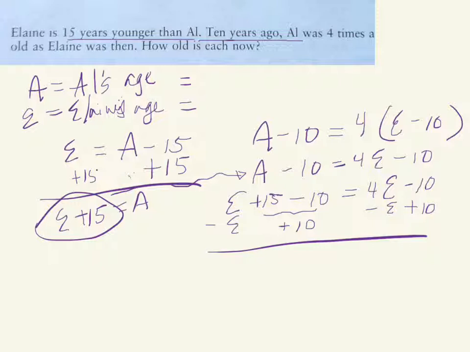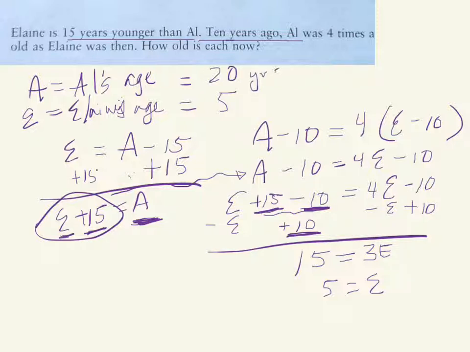So you've got a positive 15, you've got a negative 10, and you've got a positive 10. Well, that's going to be 15, I believe. Over here, you've got 3E. Divide by 3, E equals 5. Elaine's 5 years old. Okay? Well, Al is, right here, see Al? He's Elaine's age plus 15. So Al is 20 years old, and Elaine is 5 years old.